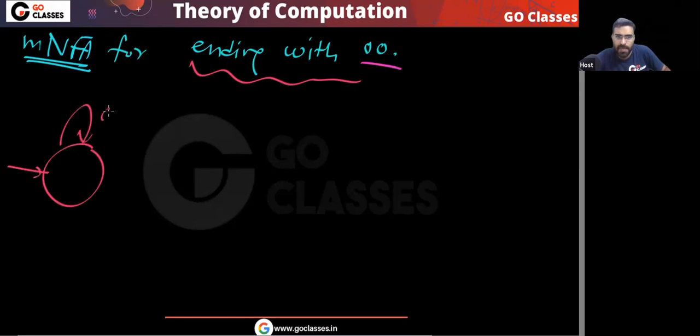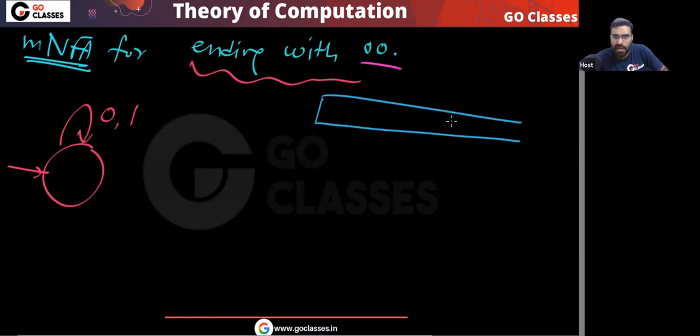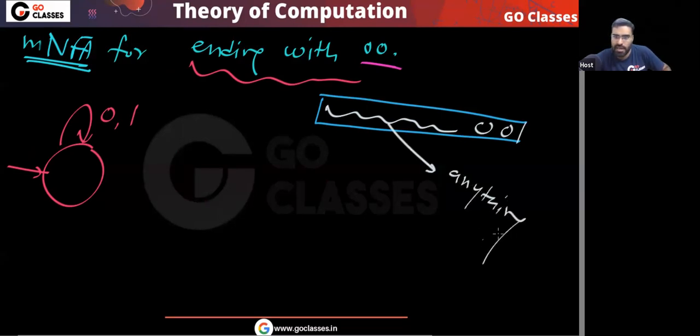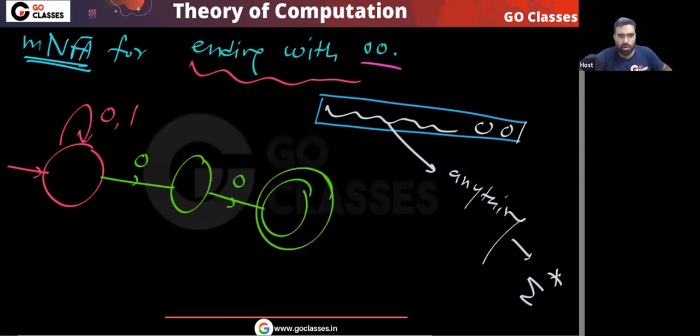For example, let's create the NFA for this language, ending with 0, 0. Initially anything can come. Ending with 0, 0 means that here you can put anything, sigma star, but you should end with 0, 0. Then 0, 0 should come. That's it. This is your NFA.